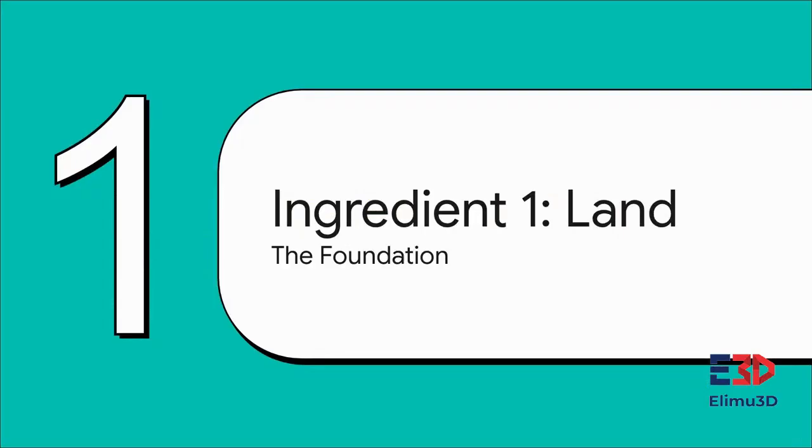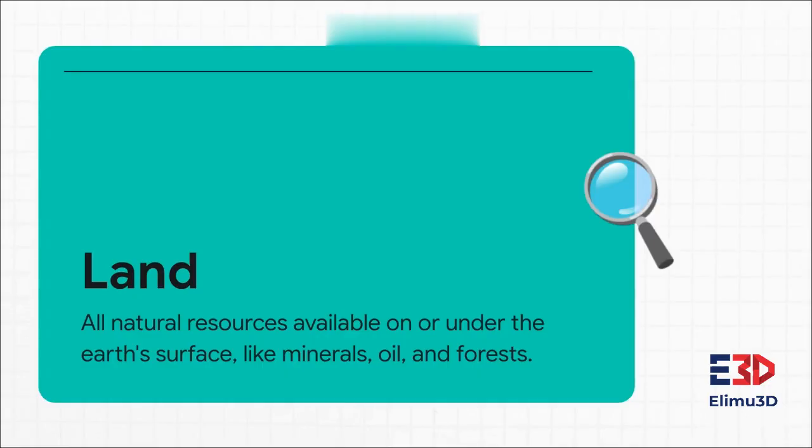Okay, our first ingredient is the foundation for everything, land. And believe me, it's a whole lot more than just the dirt under our feet. So when an economist talks about land, what they really mean is every natural resource you can possibly think of. The water in our rivers, the oil deep underground, the forests, the minerals, you name it. These are the raw, unprocessed materials we have to start with. Without them, there's no recipe, period.